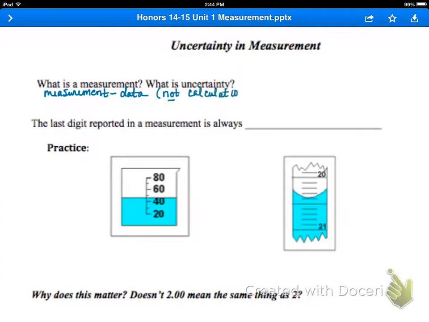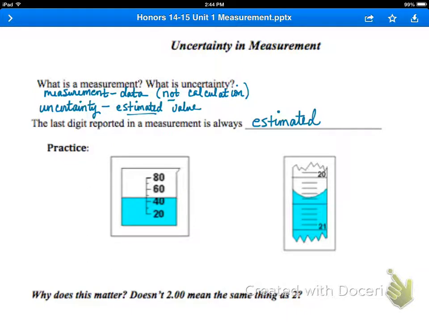What is measurement? Measurement is the data that you take. It's not a calculation. They're the actual numbers that you record during an experiment. Uncertainty is the estimated value in your measurement. The last digit reported in a measurement is always estimated, so that is our uncertainty.